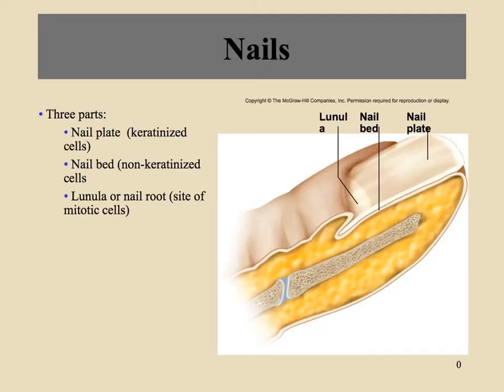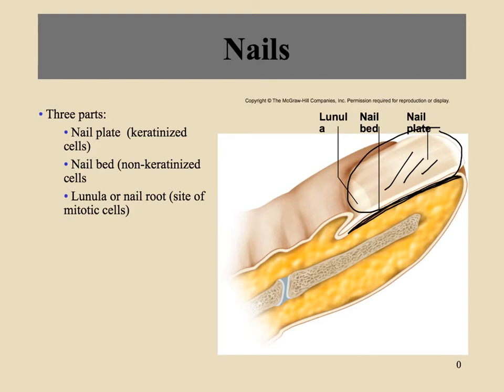The nails are very similar to the hair. The nail itself is made up of keratin, and it is a much tougher version than what you find in your hair, which I'm sure you would guess. The nail itself is known as the nail plate, and then you have the nail bed, which is the skin, the epidermal cells that are underneath the nail plate.